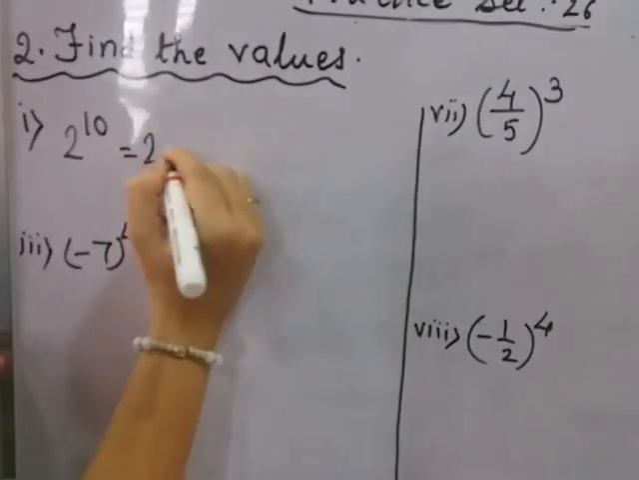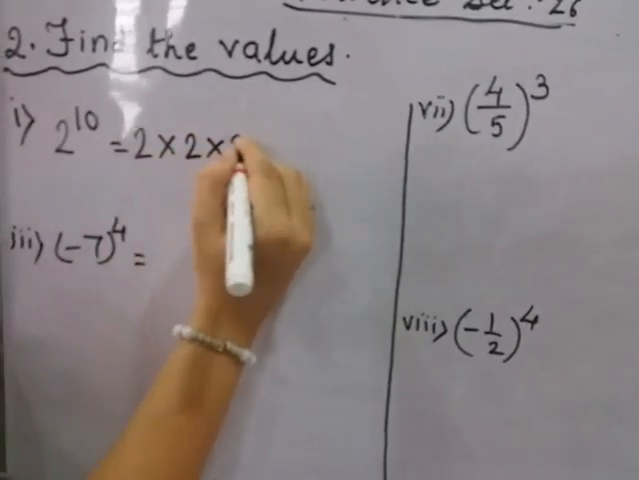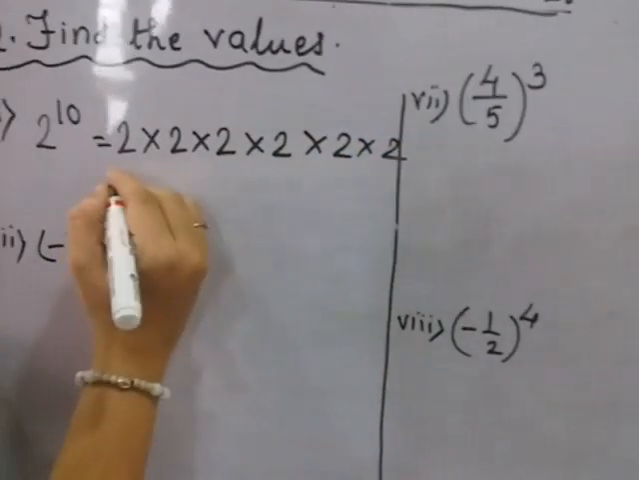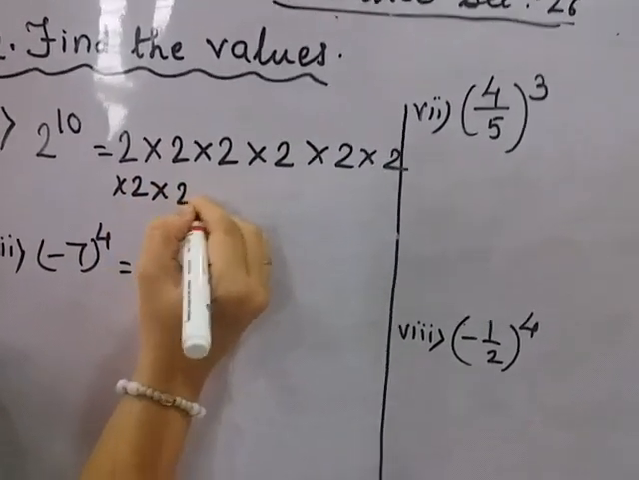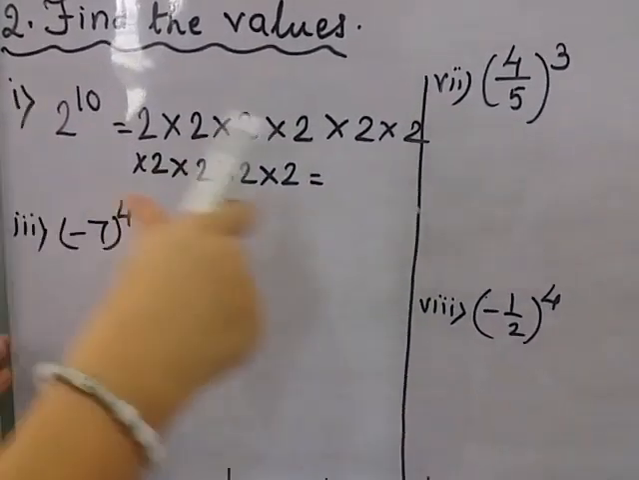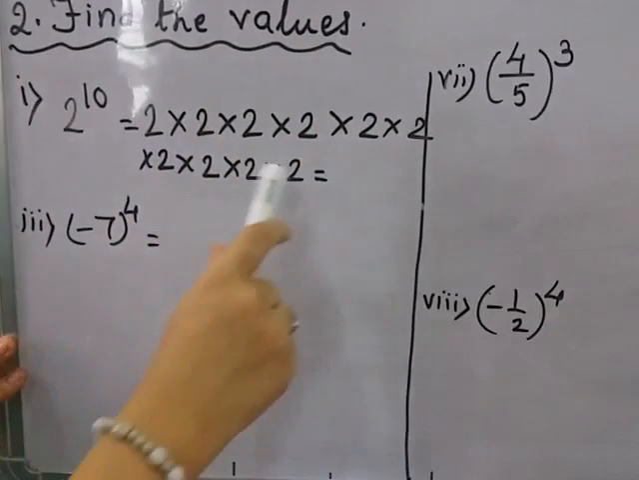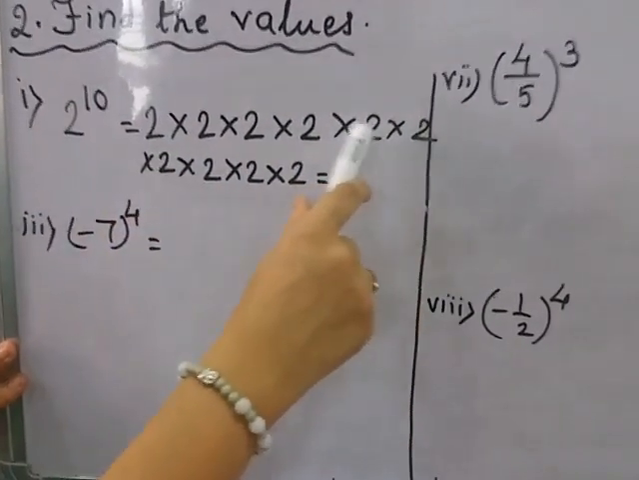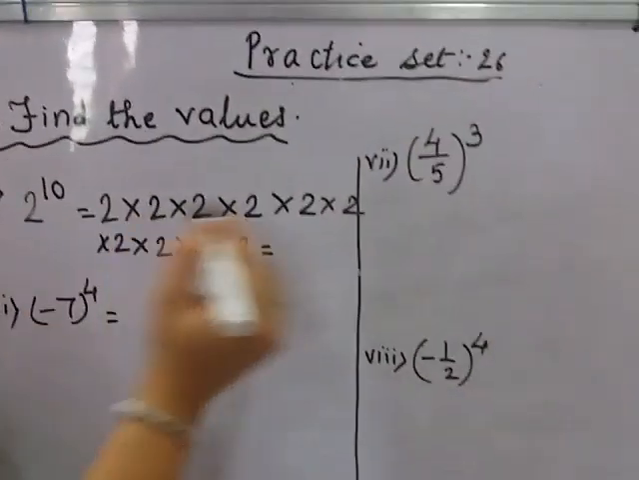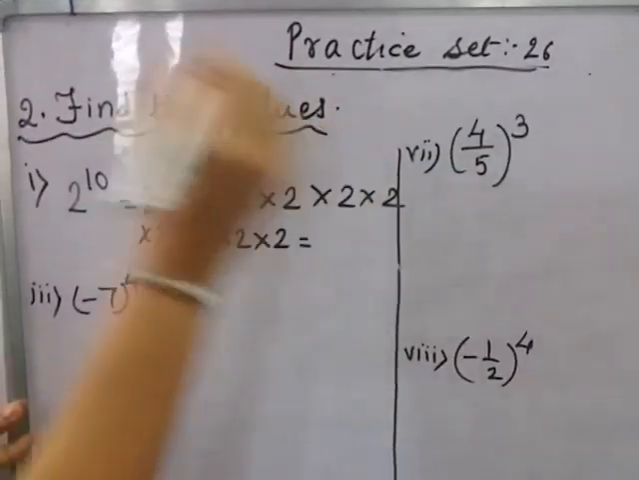So we'll first write down 2 into 2. Count properly here. Okay. Just cross check once again that you wrote 2 for 10 times. So 1, 2, 3, 4, 5, 6, 7, 8, 9, 10. So you wrote the 2 for 10 times. Then you have to multiply all, so you will get the value.